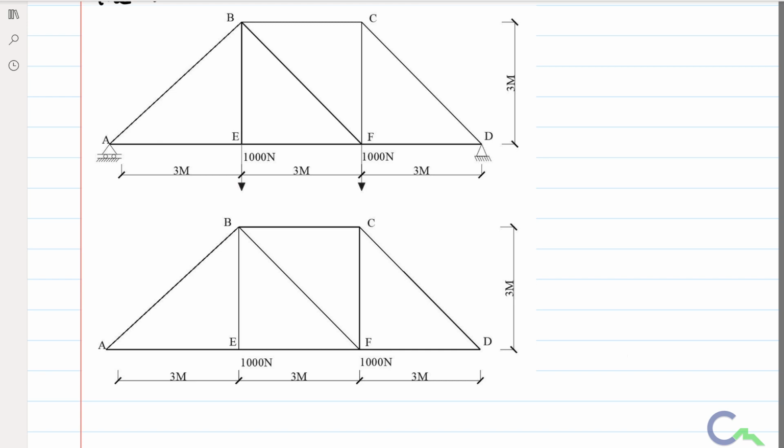So I have taken that truss and noted all the points and all the dimensions. First I am going to draw the support reactions. Here we have a roller support, therefore one reaction is generated. I will take this as VA. Then at point D, that is a hinged support, so we have two reactions, one vertical VD and one horizontal, which I can take as HD. Then I am going to draw the forces. Here one force is acting, that is 1000 Newton. Then one more force is acting here, that is also 1000 Newton.